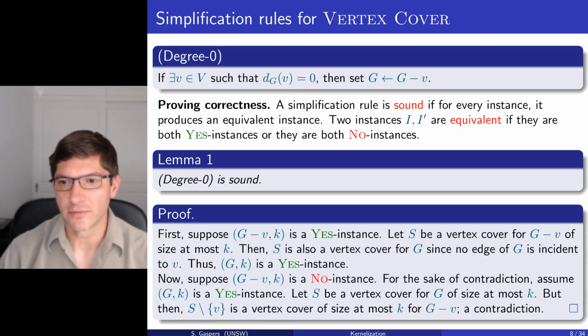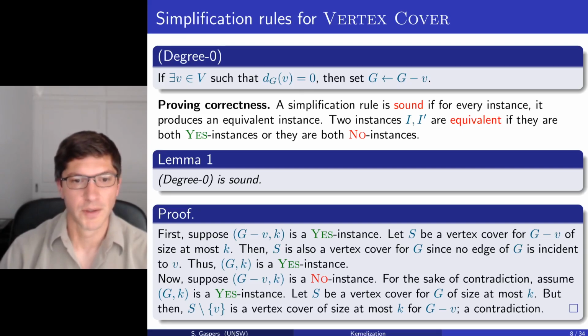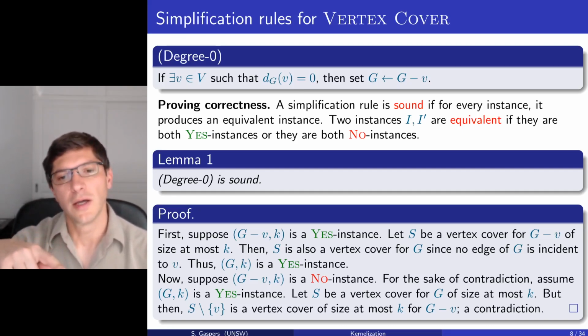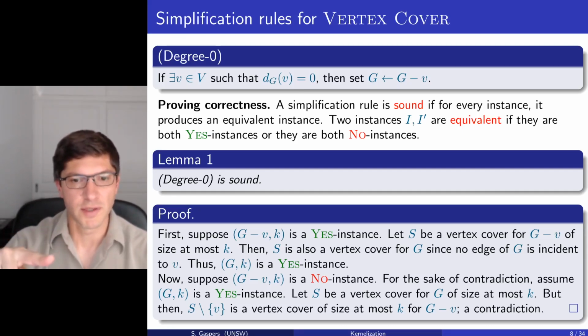Suppose that S is a vertex cover for G minus V of size at most K. But then S is also a vertex cover for G, since there are no edges incident to V. So all the edges that are covered in G minus V are also the edges of G. So all the edges of G are covered by using S as a vertex cover. Okay, so we proved that if the output is a yes instance, then the input is a yes instance.